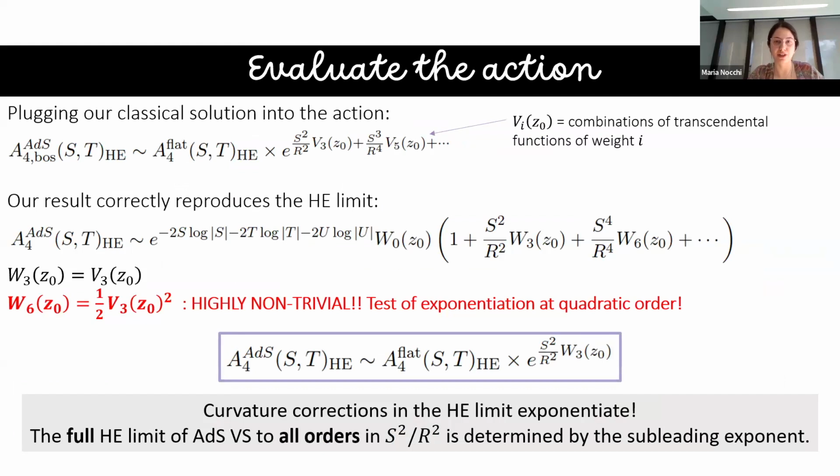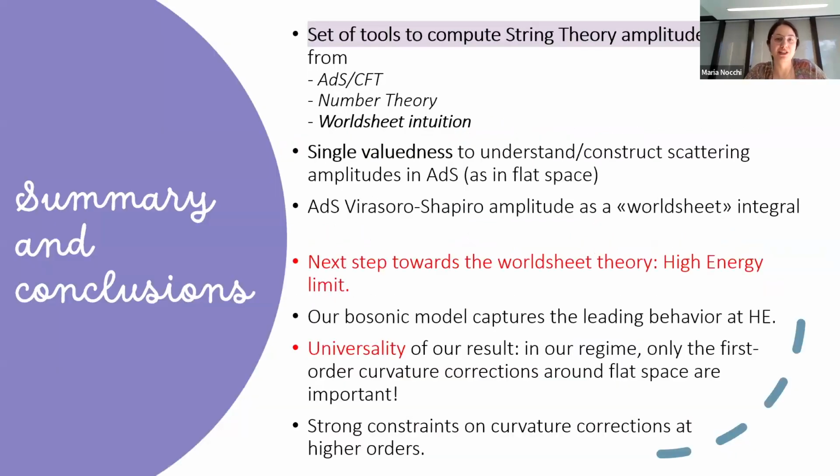Okay, so I think I will conclude now. I'll try to argue that we are building this program to give a set of tools to compute string theory amplitudes in AdS. This comes from a lot of different setups, and that is actually nice. So we have a CFT that allows us to give a definition for what an amplitude is in AdS. We have number theory, with all the tools of integration of single-valued multiple polylogs that appear everywhere, and specifically in our ansatz. And then, importantly, we have the worldsheet intuition from flat space, and that was crucial to fix our answer.